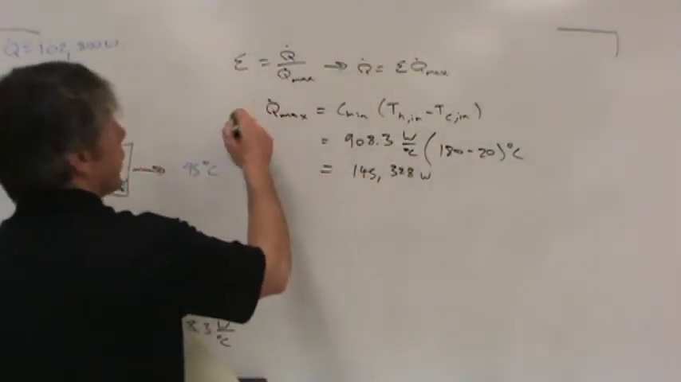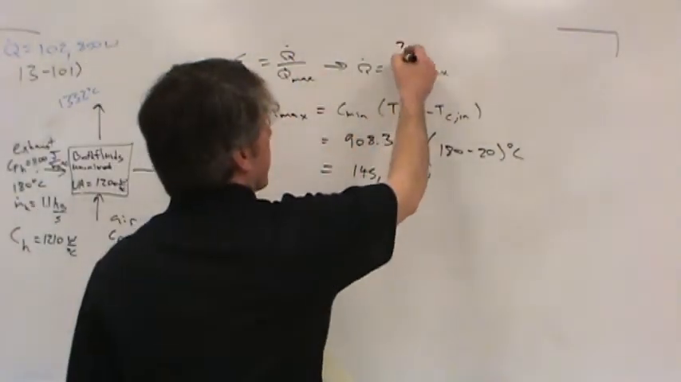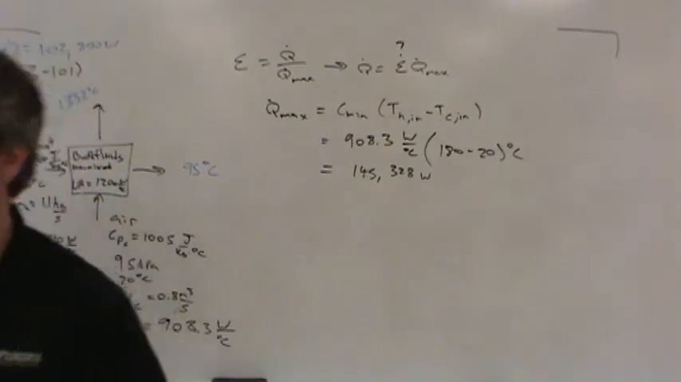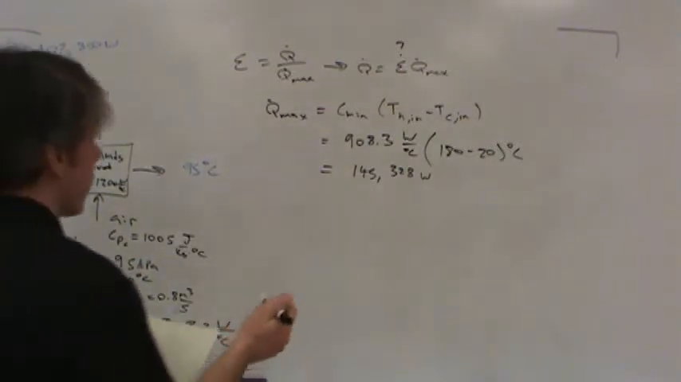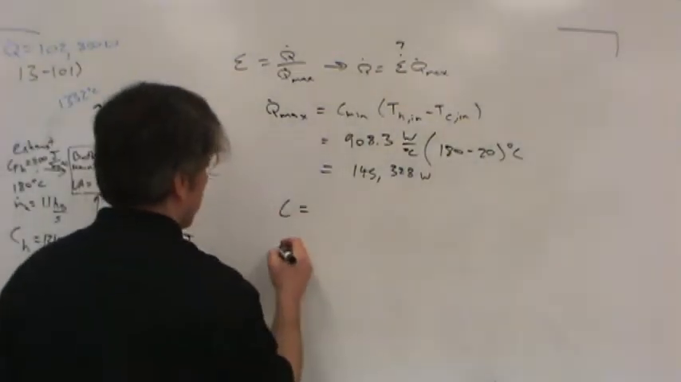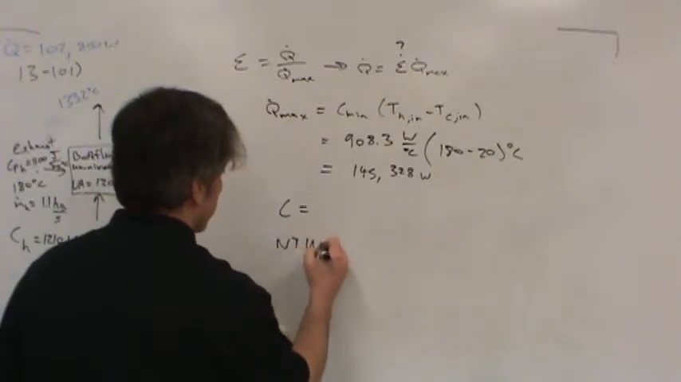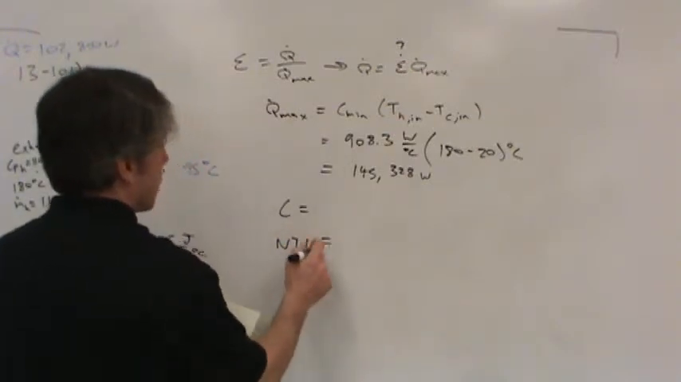Now, last thing, we need this effectiveness. How can we come up with the effectiveness? Well, we could use the figures if we wanted to, which are on page 730, and probably we should start there, right? Because that'll give us a ballpark number, but then we should use the actual equations in order to make sure it's correct. So to use the figure or the equations, we'll need the capacity ratio, and we'll need the number of transfer units.